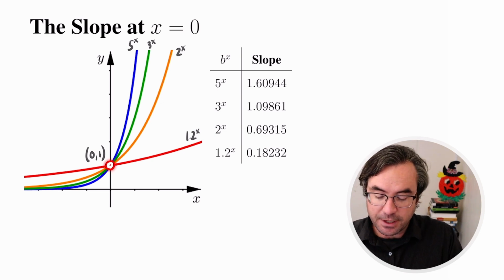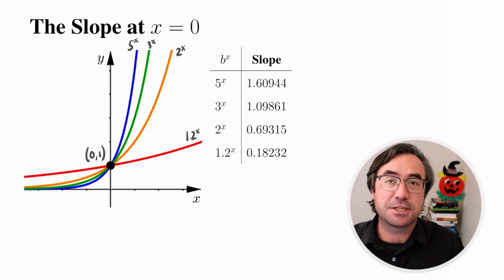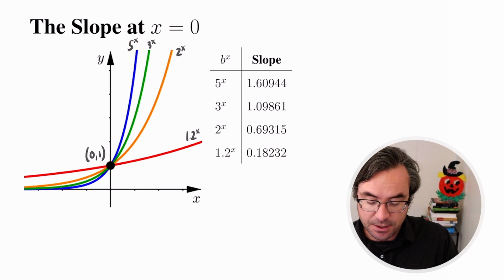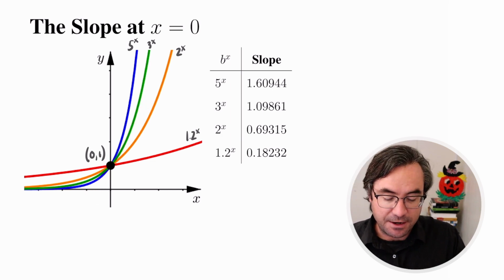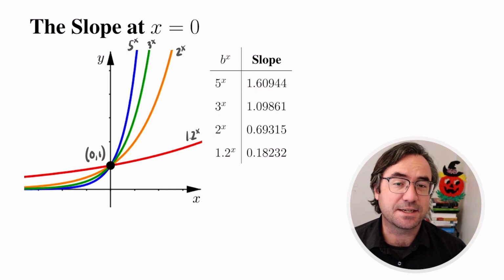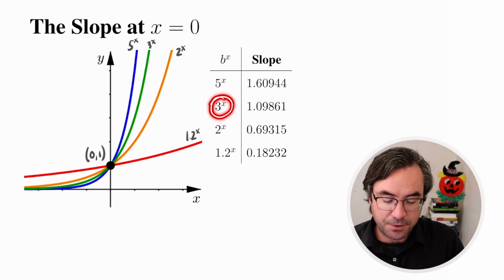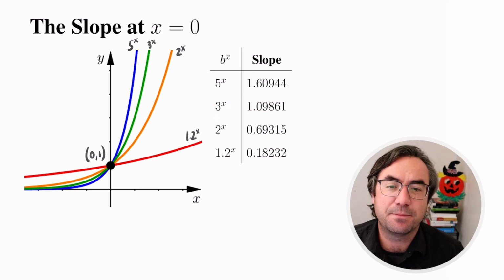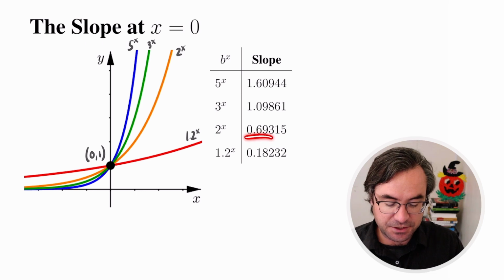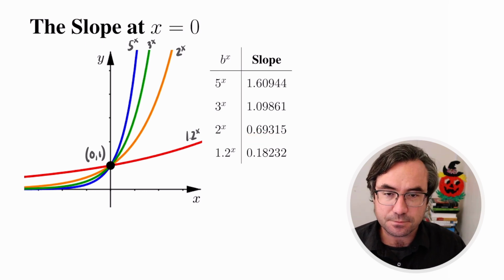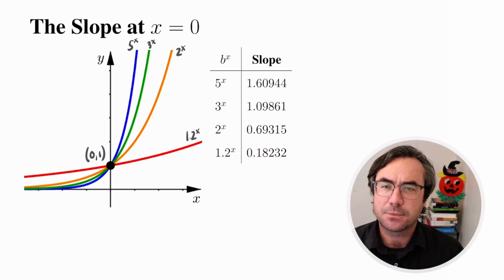So if we were looking at this point, and let's say we were looking at the exponential function 5 raised to the x, we would plot the point and then draw the tangent line, and then find the slope of that tangent line. If we did it for 5 raised to the x, we'd see that the slope is about 1.6. For 3 raised to the x, the slope is about 1.1. For 2 raised to the x, the slope is about 0.7. And for 1.2, the slope is about 0.18.